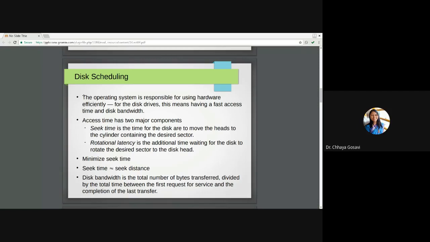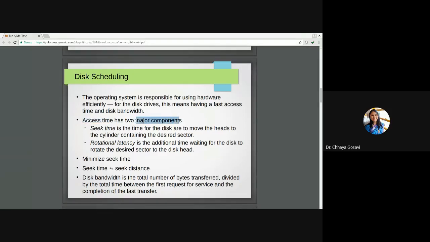Now, what is the role of the operating system? The operating system is responsible for using hardware efficiently, as we have seen in I/O management. The input-output device we are taking currently is disk drives. This means we want fast access time and disk bandwidth. Maximum data should be read in minimum time. So this is called access time.